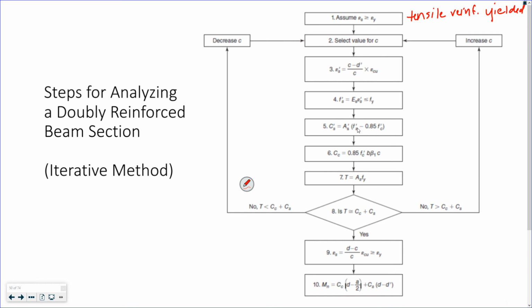Right, this is my strain in my compression steel. This is my stress in my compression steel. This is my force in my compression steel. God, that looks terrible. Force in my compression steel.